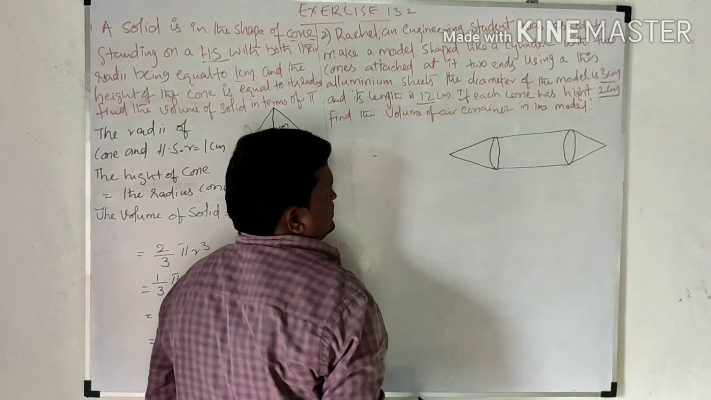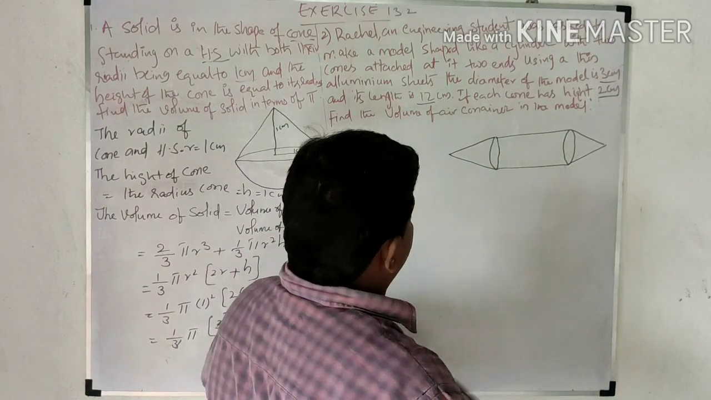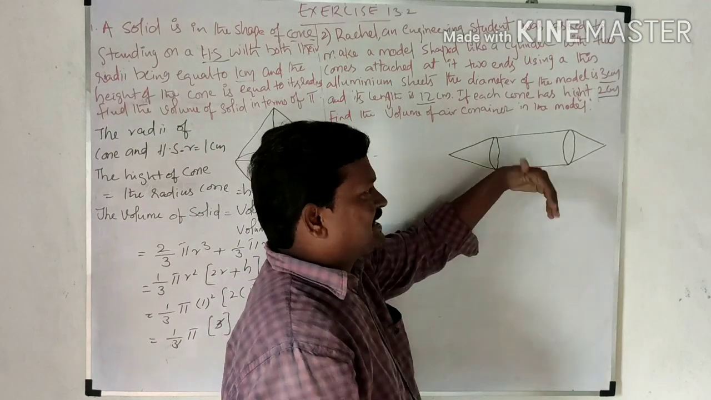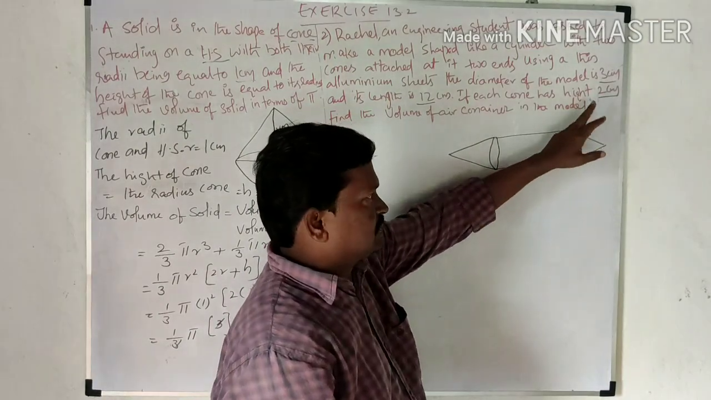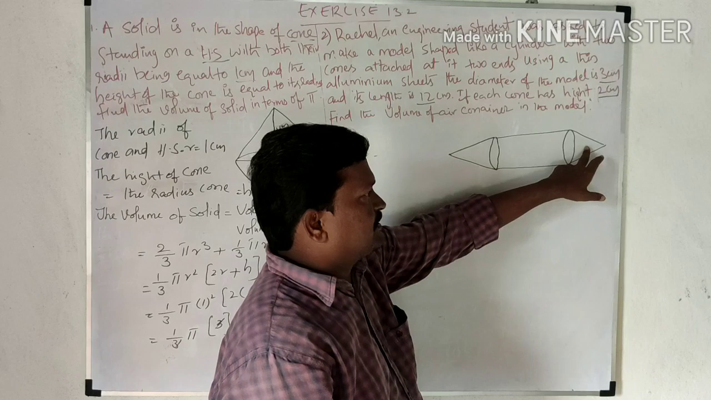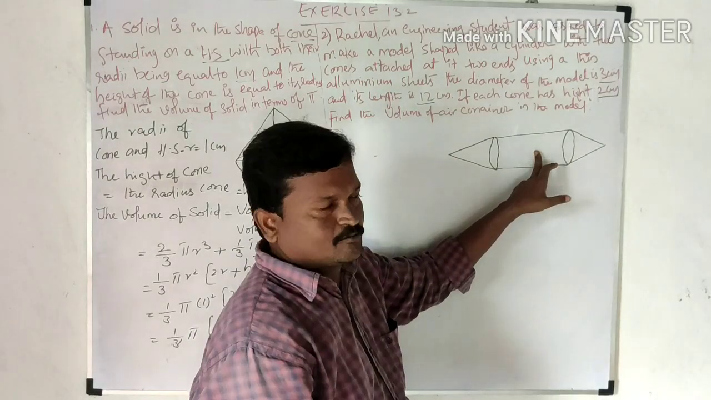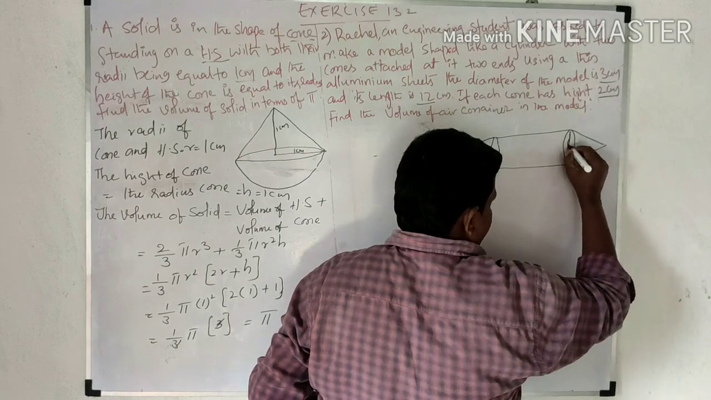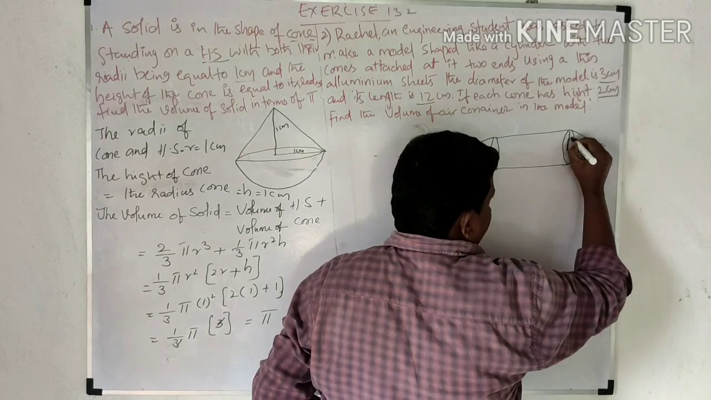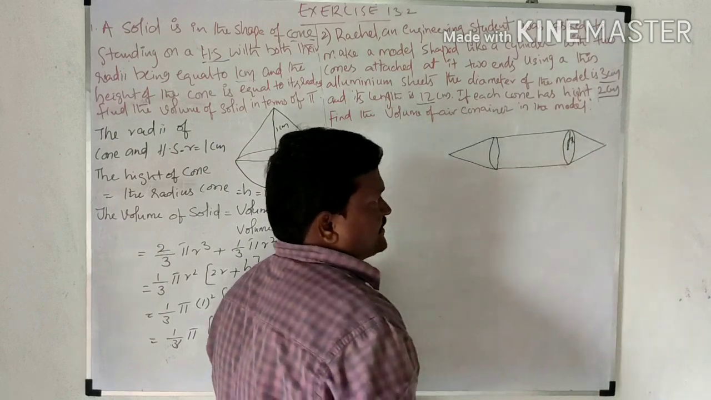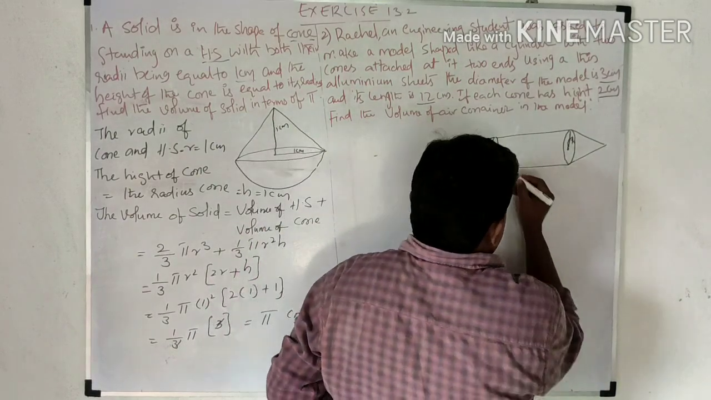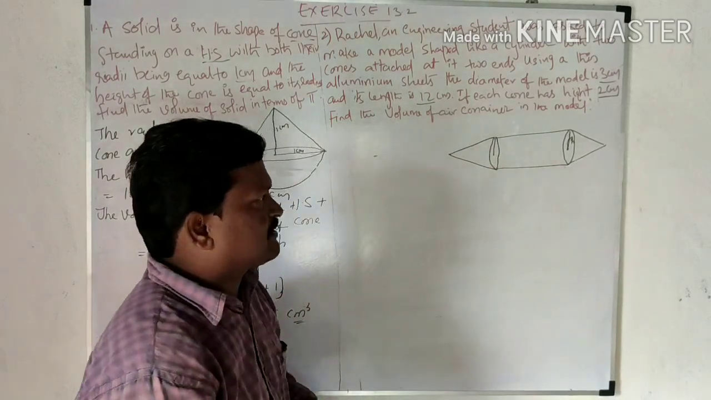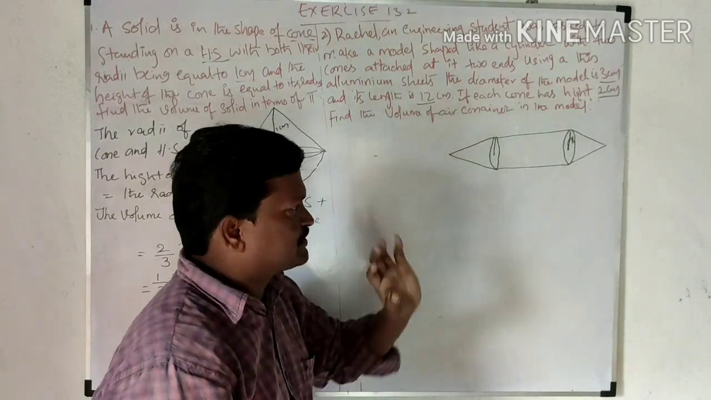2 cones like that. Okay, and also it is given that the diameter of the model. Diameter of the model means that diameter will be the diameter of cone and cylinder both. Okay, so the radius is 3 by 2. It is diameter, so radius is 3 by 2, and this is also a cone, diameter also the same, means cone radius also the same, 3 by 2.